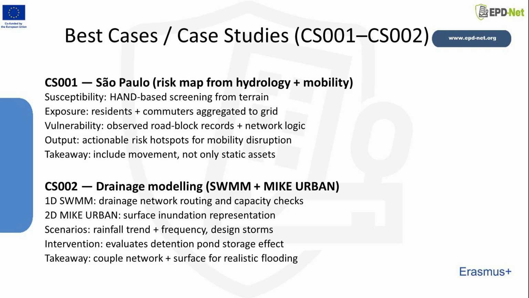CS001 demonstrates a flood risk mapping approach that combines a terrain-based susceptibility indicator, HAND, with exposure information that includes both resident population and mobility or activity data aggregated to a regular grid. Importantly, it also considers observed disruption data, such as records of flood-related roadblocks, to connect hazard to real functional impacts. The lesson is that decision-ready maps often integrate mobility, not only depth.